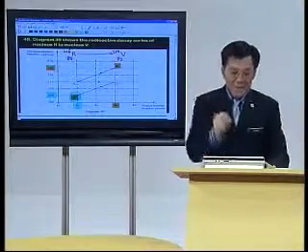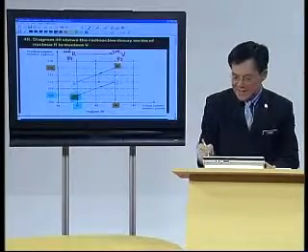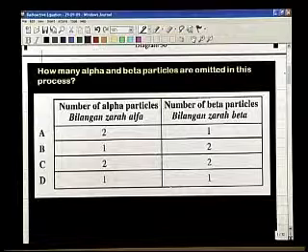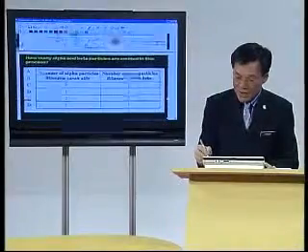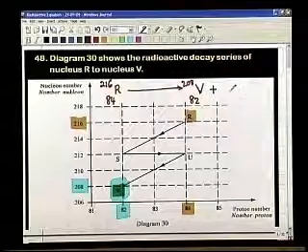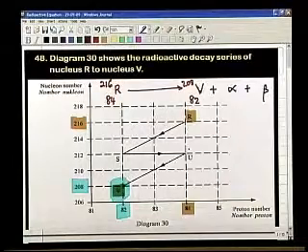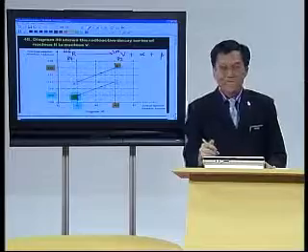Now the next step is, the question asks us, alright, if you look at the question, how many alpha particles and beta particles are emitted or given out? So we have to write in our equation plus alpha plus beta.